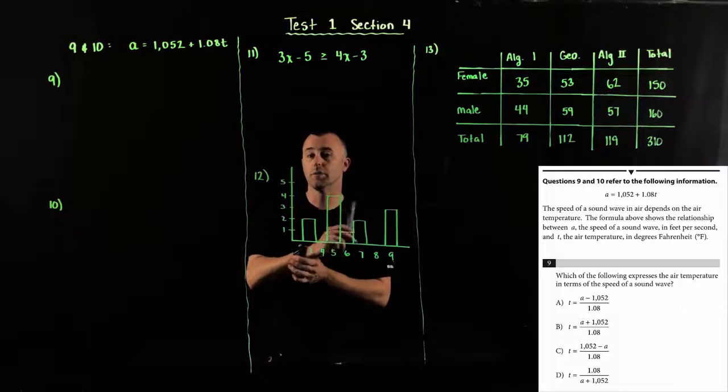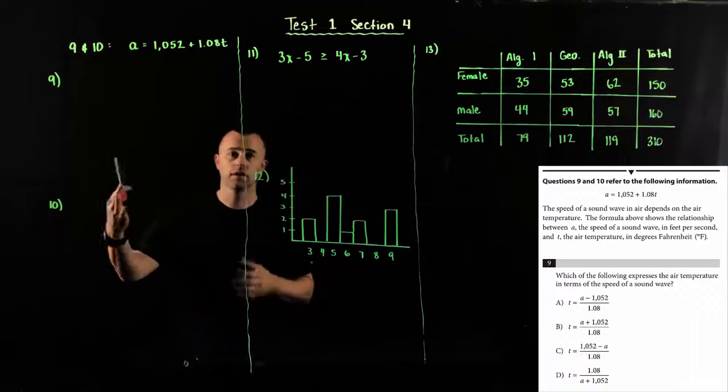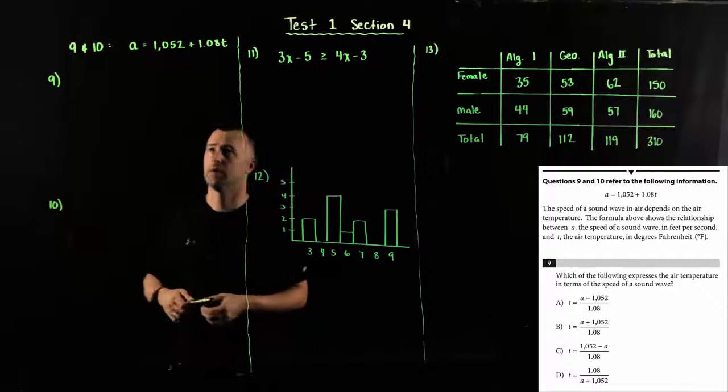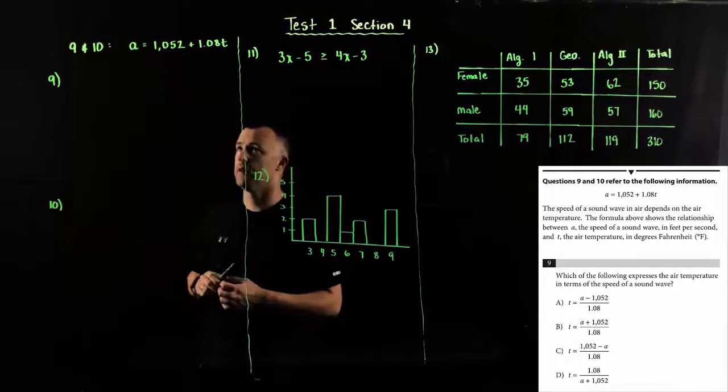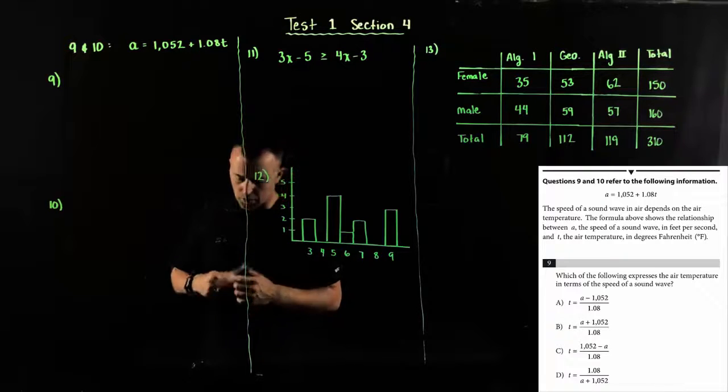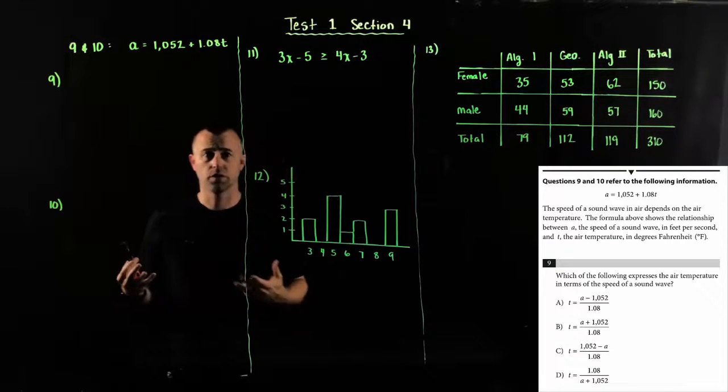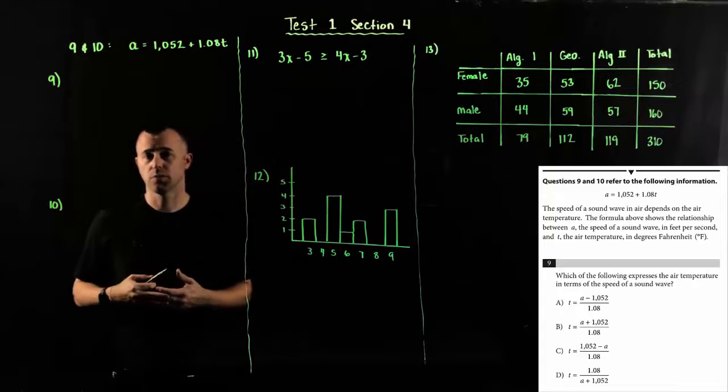All right, so moving on to number 9. Number 9 and 10 actually are going to be connected, so we're going to talk about them at the same time here. And they're both working with this equation that we have written up above. So this equation, what we want to be able to do before we start solving this problem is figure out what these variables represent.